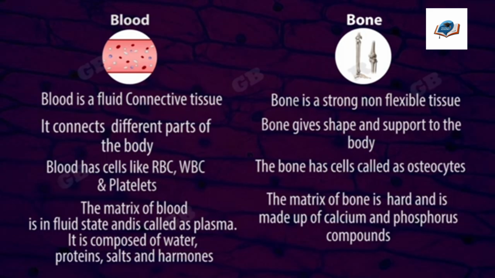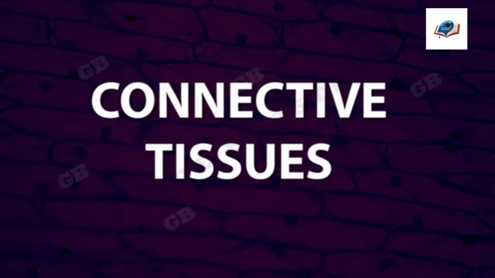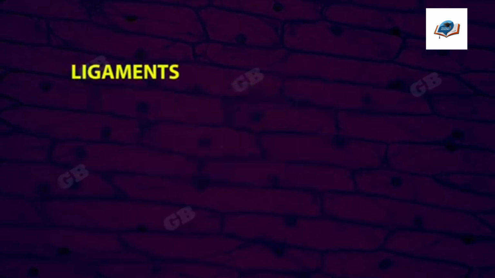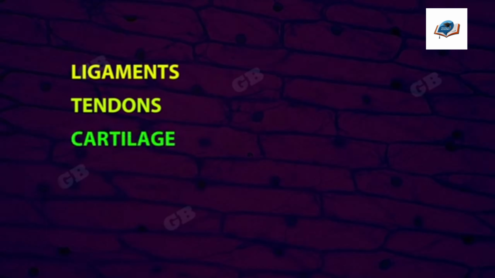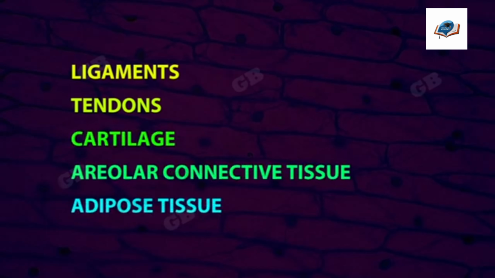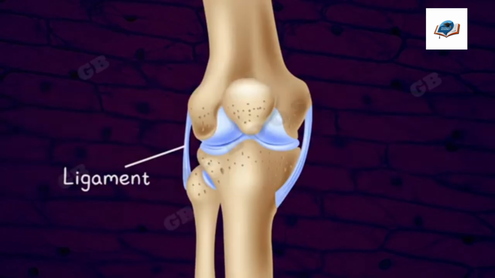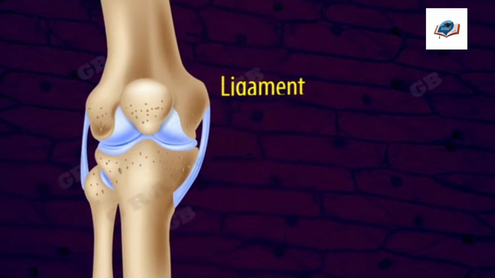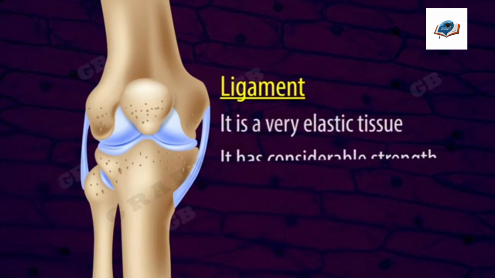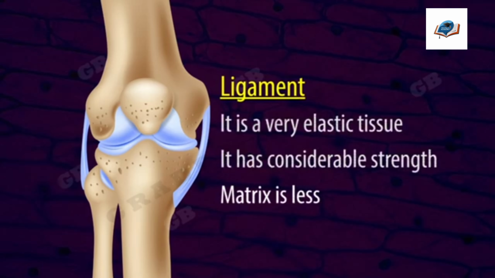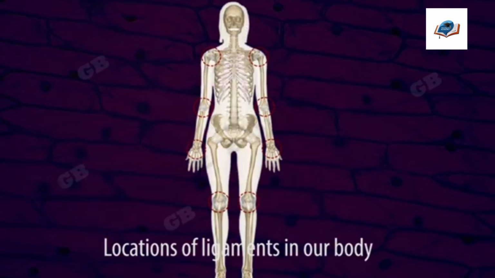Now let us see the other types of connective tissues. Ligaments, tendons, cartilage, areolar tissue and adipose tissue are the other examples of connective tissues. Ligaments. A ligament is a type of connective tissue that connects two bones together. Ligaments are very elastic and have significant strength. They contain very little matrix. Ligaments are found in joints connecting different bones to provide stability.